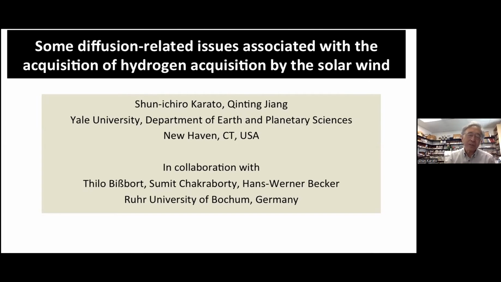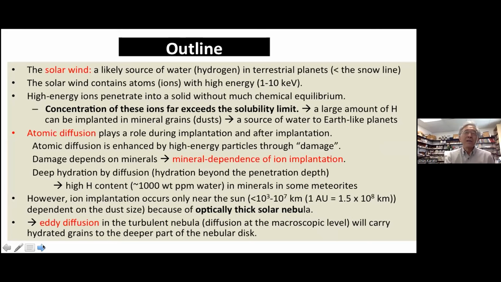And I focus on some issues related to diffusion. I thought it had nothing to do with diffusion, but diffusion is very difficult to avoid. Everywhere diffusion is there. So I'm going to discuss a few issues related to diffusion in connection to the question of how Earth got its water, okay? So, outline.